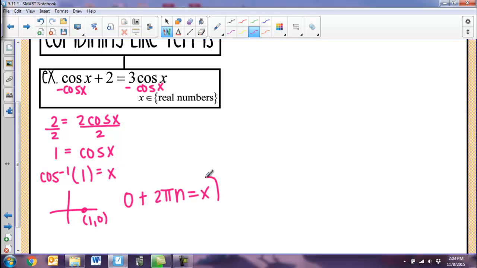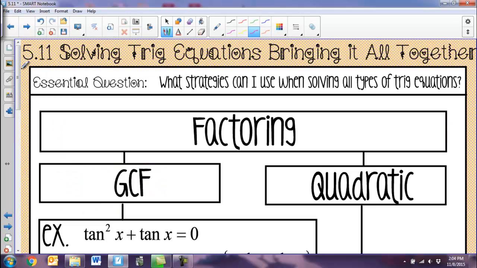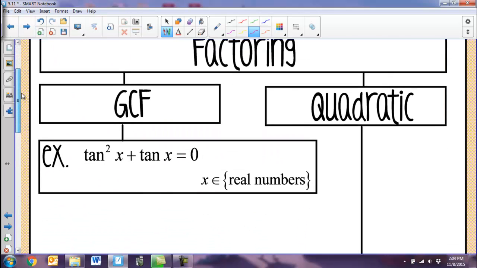And again, having that general solution is super helpful because then if they asked you within a certain range, you could say, I'll just keep plugging in numbers until I find those values within the range. Okay, so combining like terms, try to get all of your trig functions on one side, and then isolate the trig function. The next type was the factoring, and there were two different types of factoring.